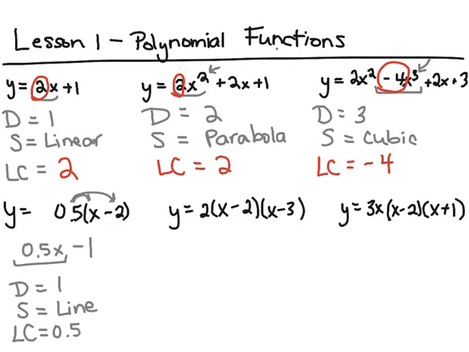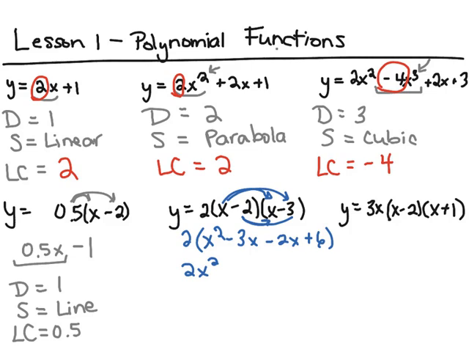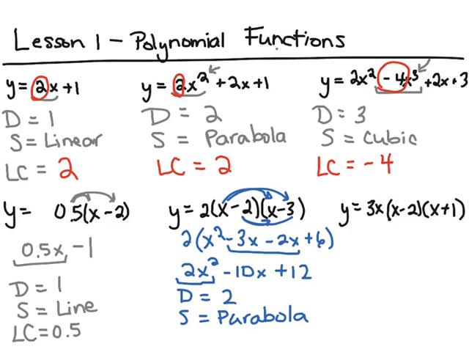For this one, we have to get rid of our brackets first. So this is x squared minus 3x minus 2x plus 6. And this whole thing is multiplied by 2. So this is the same as 2x squared. Negative 3 minus 2 is minus 5. Times 2 is minus 10x. And 6 times 2 is 12. So our degree, this is our highest value of x, is 2. The shape is a parabola or a quadratic. And the leading coefficient is 2.